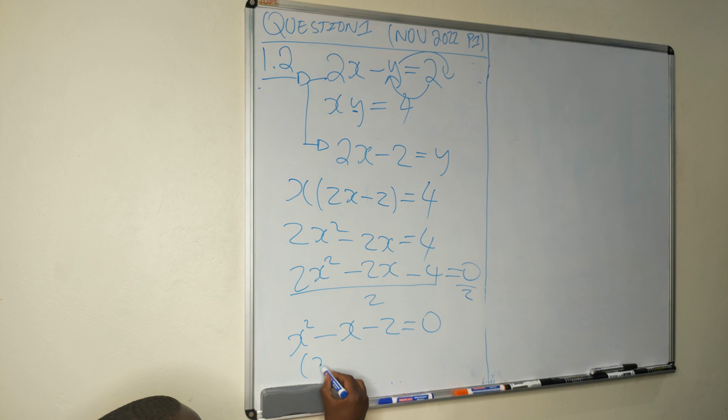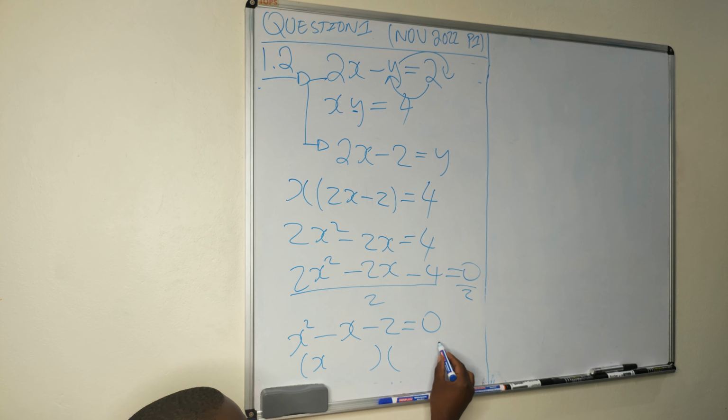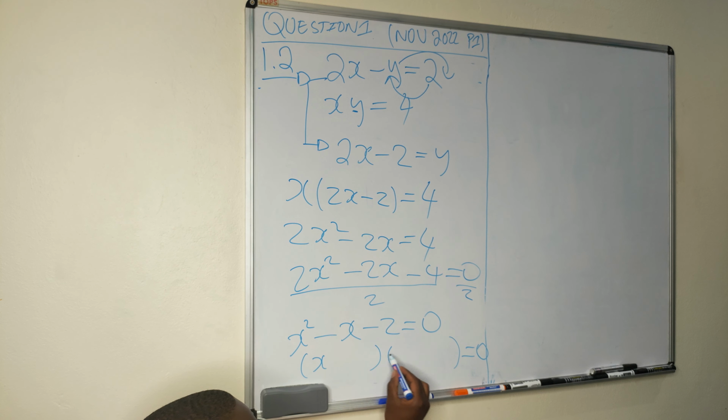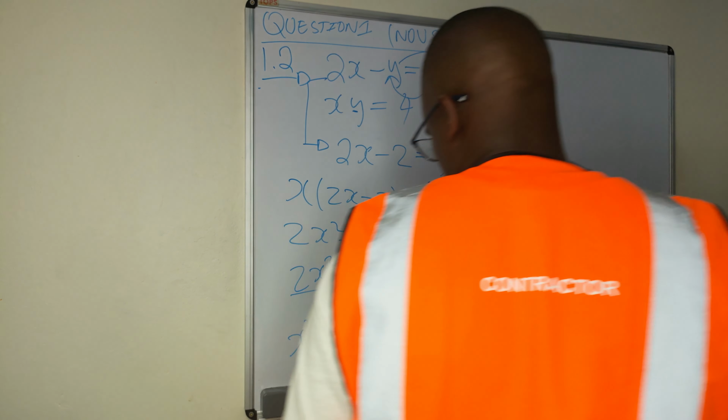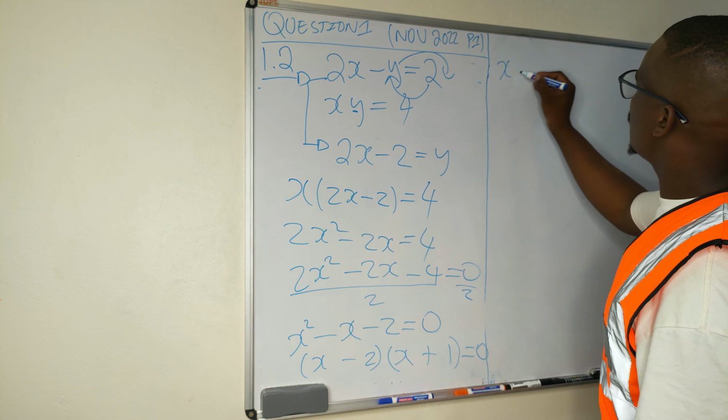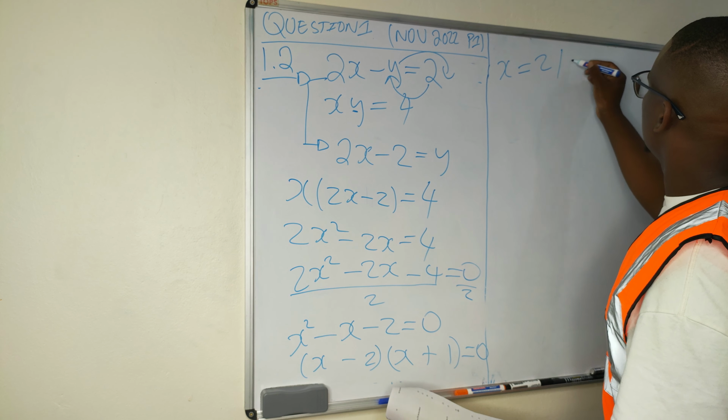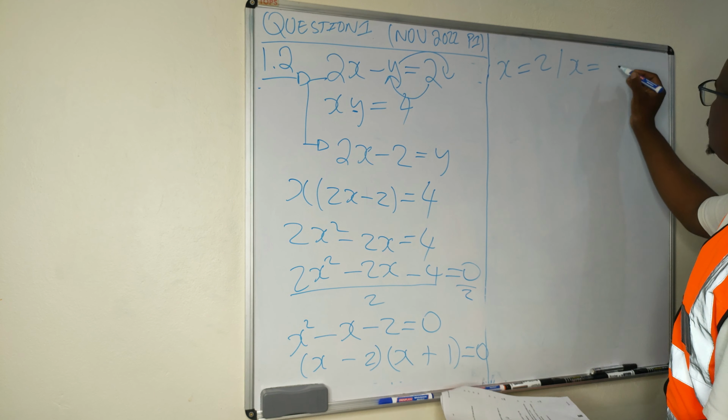Factorize this. Here, 2, 1, minus, plus. So what do I have? x is equal to 2. x is equal to minus 1.